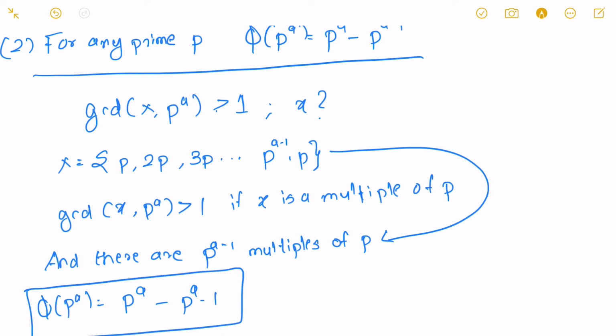Since the total numbers till p raised to a are p raised to a, and the numbers which are multiples we will subtract from it, so that we get the remaining relatively prime numbers with p raised to a. So this will be our second property.